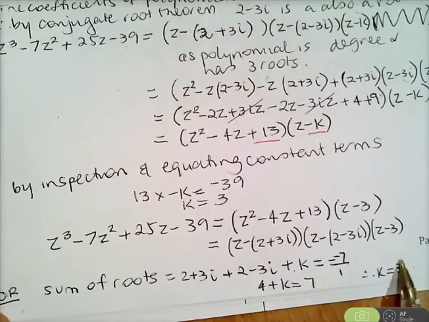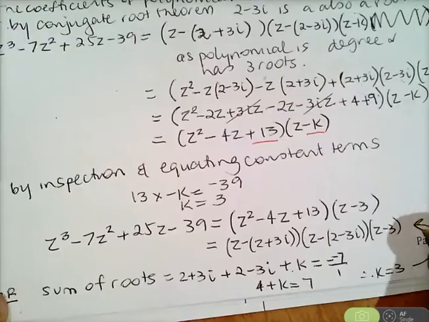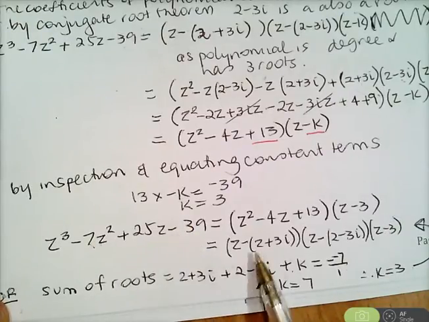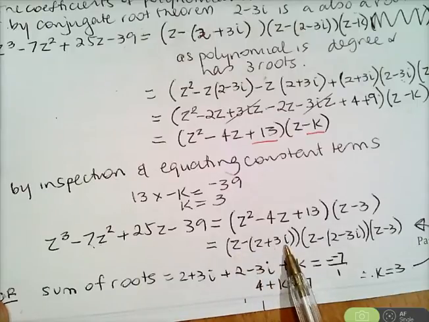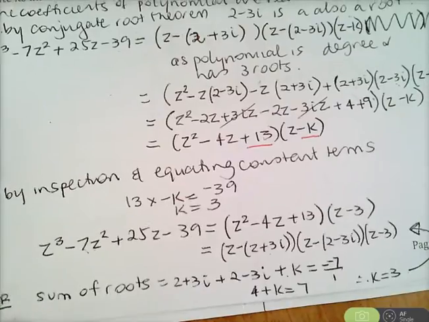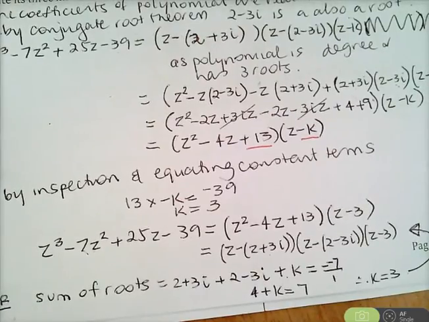Okay, so then you go back up here after doing that and say, therefore, to factorize it, writing it as 3 linear factors, you'd have z minus 2 plus 3i, z minus 2 minus 3i, and z minus 3. Okay, so that's the end of page 6. We'll now go to the next example.